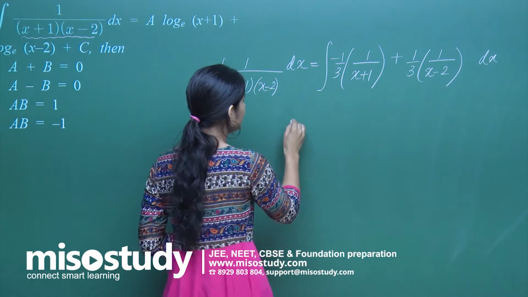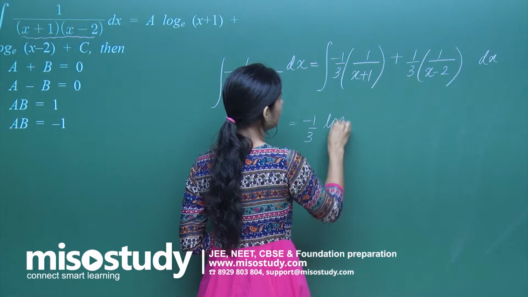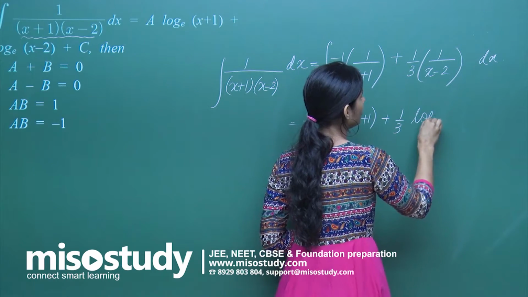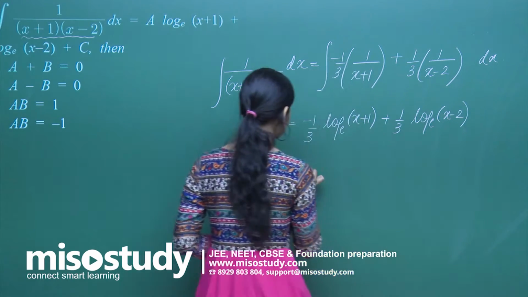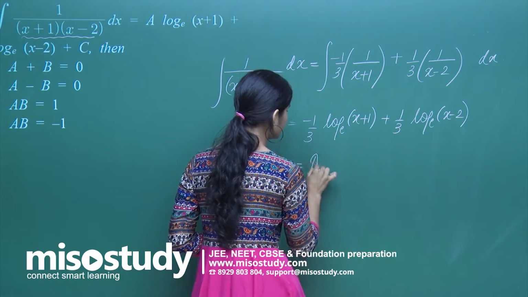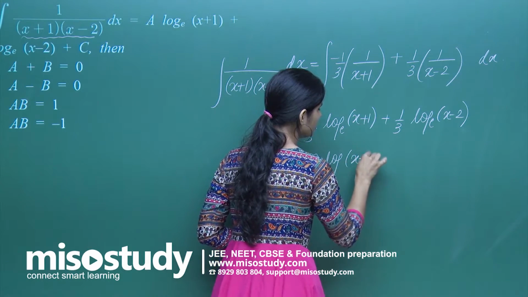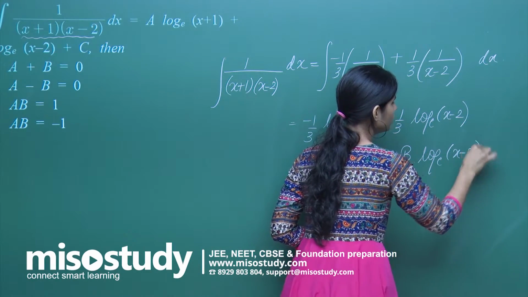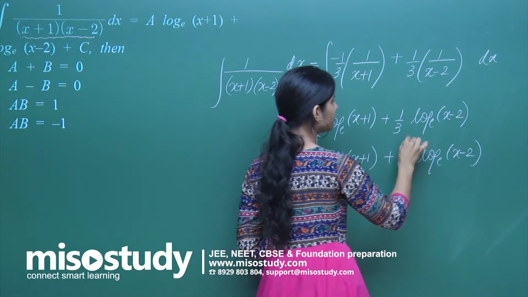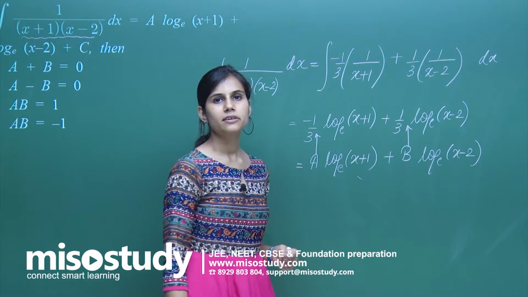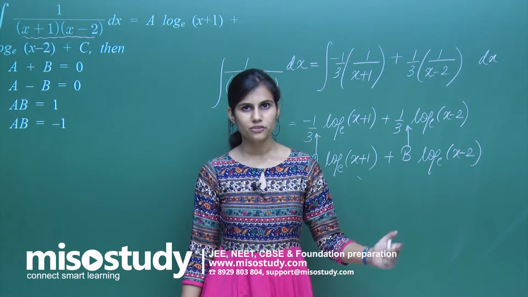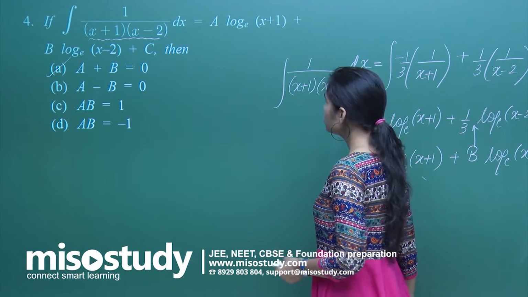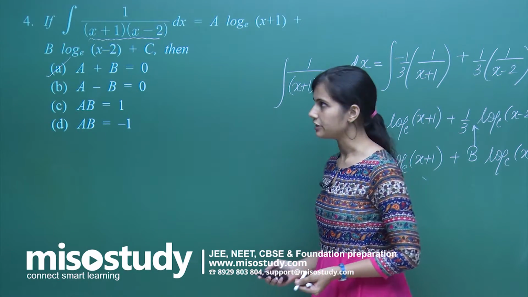Now it's very, very easy. This gives you minus 1 by 3 log of x plus 1 plus 1 by 3 log of x minus 2. And this is exactly equal to the expression a log x plus 1 plus b log x minus 2. And therefore you get that a is minus 1 by 3, b is 1 by 3. So a plus b clearly is coming out to be 1 by 3 plus minus 1 by 3, which is 0. Easy enough question, just using the very partial fraction scenario of integration.